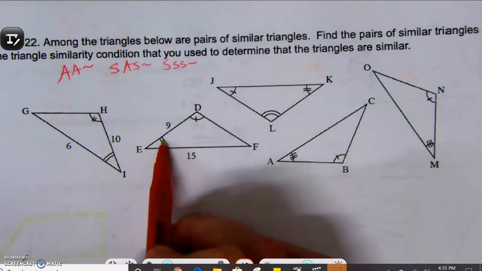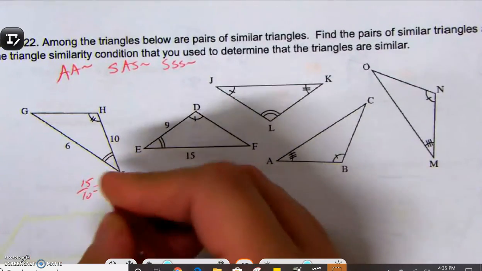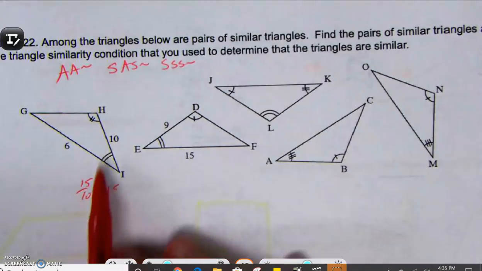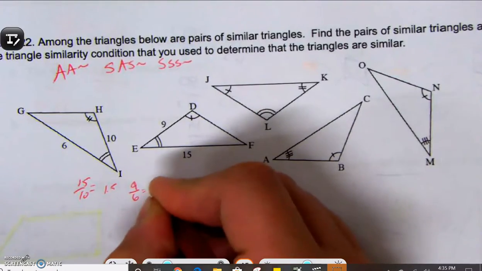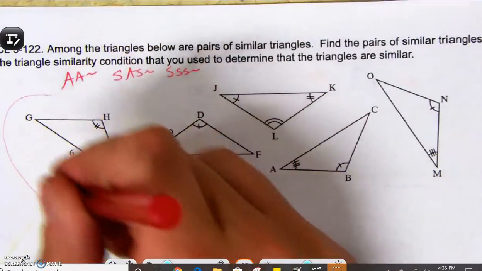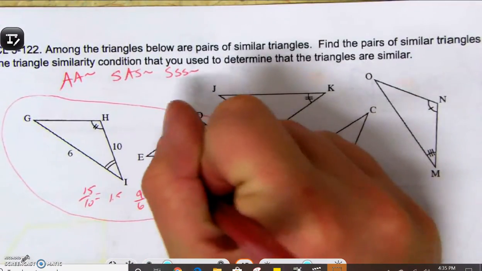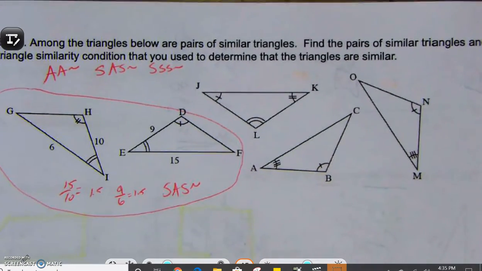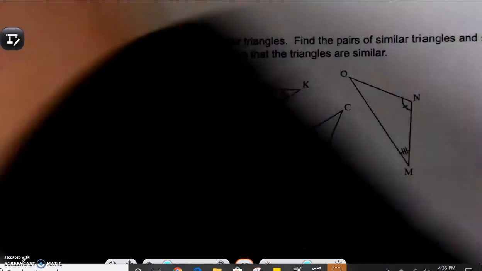So if I have the angle in the middle, my biggest side is 15 over 10, which is going to simplify to 1.5. And then I also need to say 9 over 6, which is 1.5. So those are the same proportions, so I would be able to say that these triangles here are going to be similar by SAS similarity.